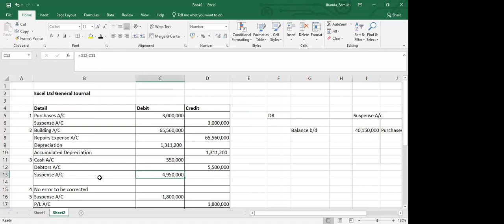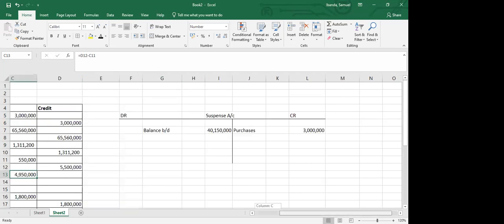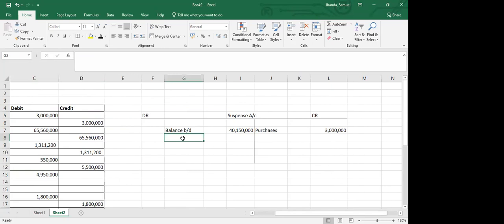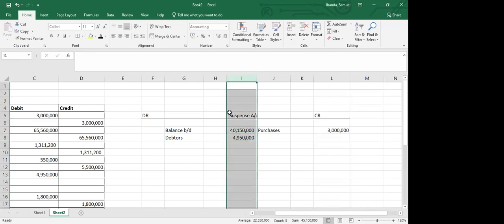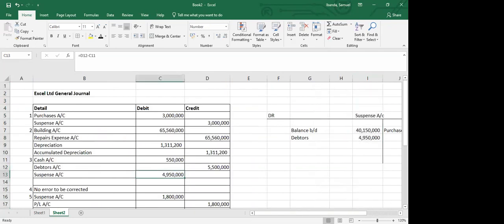4,950,000, which we were actually doing what? We debited our suspense. So what I'll do, I'll come to my suspense here and debit. I'll call this debtors, and this value is 4,950,000. Hope that is the case. Yeah, 4,950,000 is on the debit side, as indicated there.